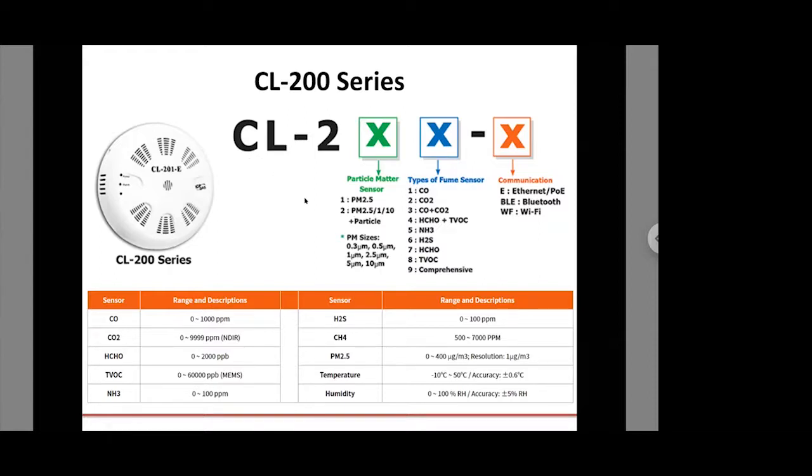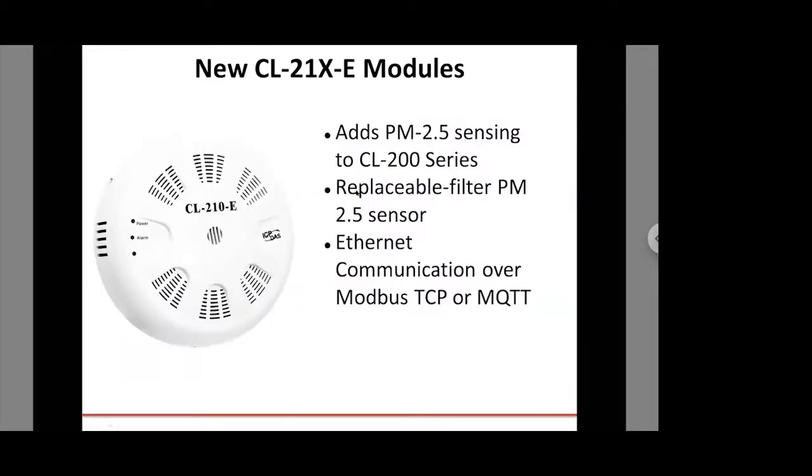So let's see what we have new in the CL200 series. A minor update to the CL210E modules. These are the Ethernet versions of the CL210. What this does is it adds, they now include a replaceable filter on their particulate sensor. And you can imagine that when you're measuring air pollution, the sensors get clogged or dirty. The new replaceable filter allows you to pop that old filter out and pop the new filter in without having to remove the module from wherever you've installed it. It just makes maintenance a little bit easier.